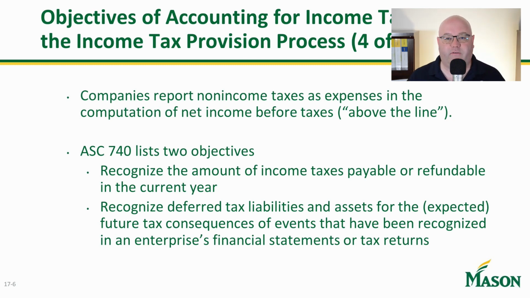And then ASC 740 lists 2 objectives. The 2 objectives are to recognize the current amount of taxes payable or refundable in the current year, and then also to recognize the DTA and DTL for the expected future tax consequences in the future.